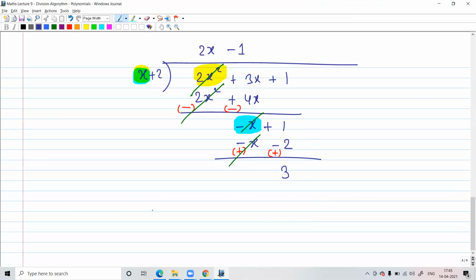Okay. So now let's write it in the terms of division algorithm. What does it say? px is equal to gx into quotient plus remainder. This is our dividend px, right? So tell me, what all should I write here? What is our px? 2x square plus 3x plus 1. Yes.